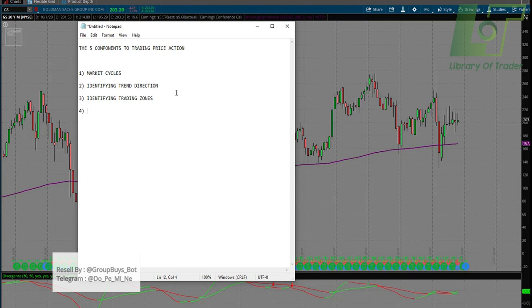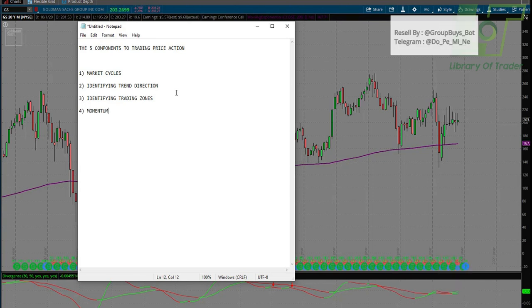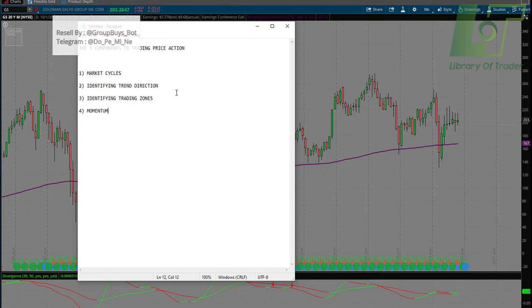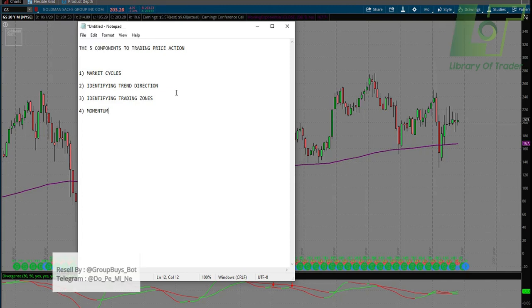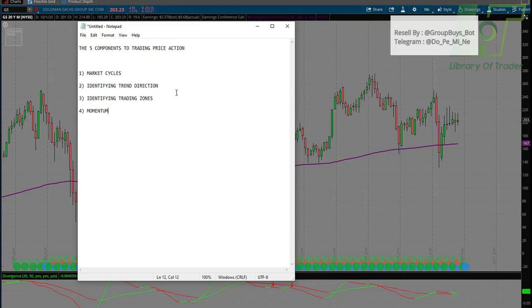Fourth component is momentum. Here we're going to talk about how to tell when the market is speeding up or when the market is starting to slow down. So momentum will key off the third component, identifying trading zones, and try to gauge when momentum is slowing down, coming into those identified price zones, or the turning of the ship.